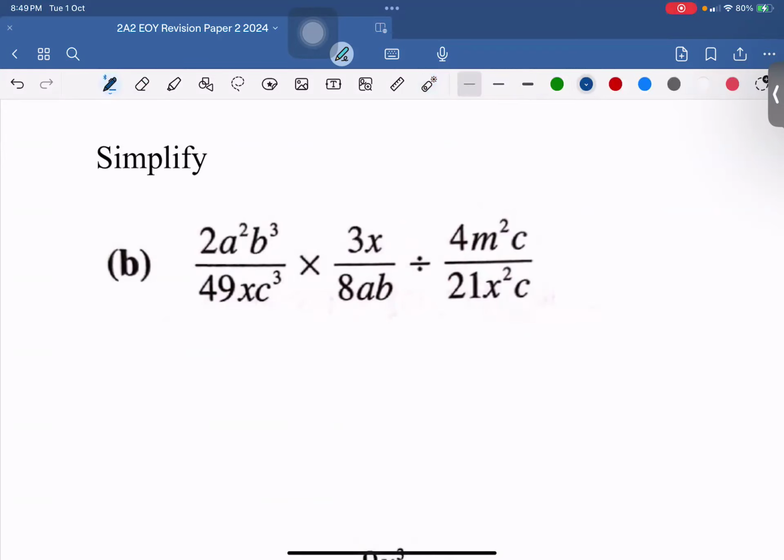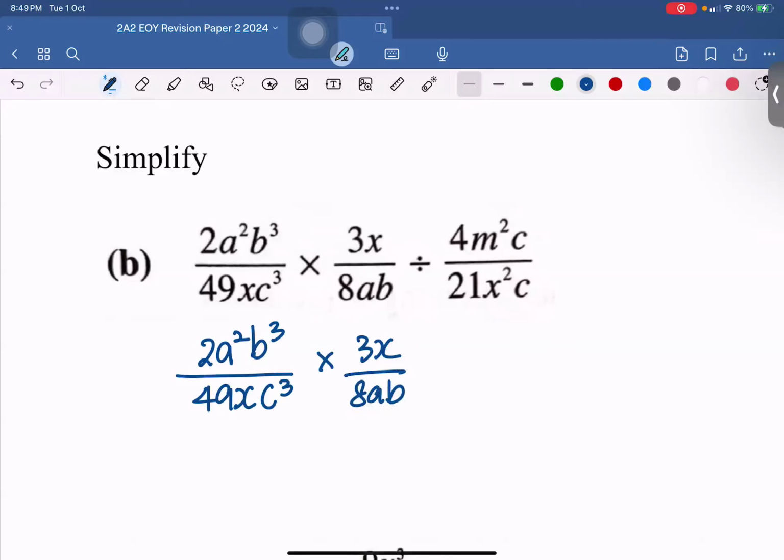Okay, so I'm going to just write down everything and flip that first. Then one by one, we work out all the numbers. C cube, 3x, 8ab times, then this one you flip it.